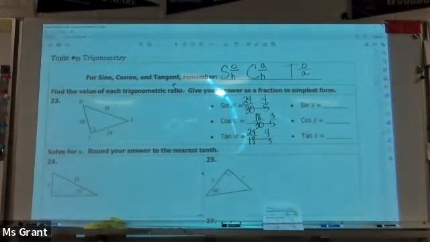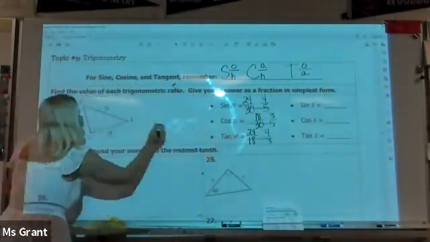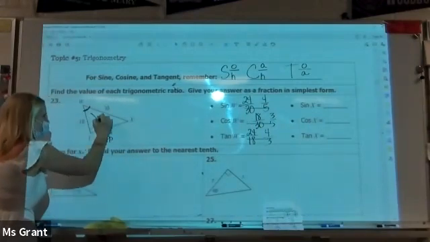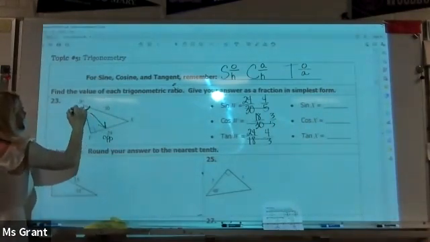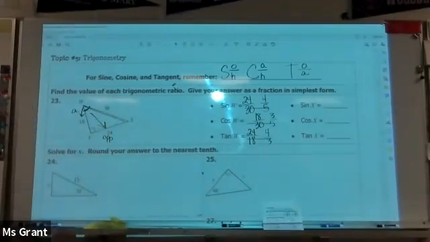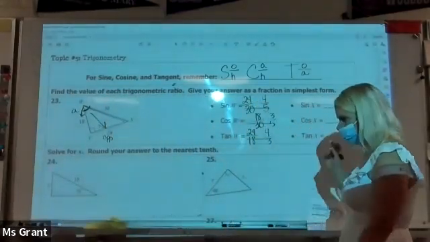Wait, so how do you determine what is that? Well, since it's asking me for W, I'm at angle W. This is opposite, because see how it's opposite the angle? Adjacent means right next door. The hypotenuse is always the longest side, opposite the 90-degree angle. So then I just give you a random triangle and you have to figure out what to do about it.